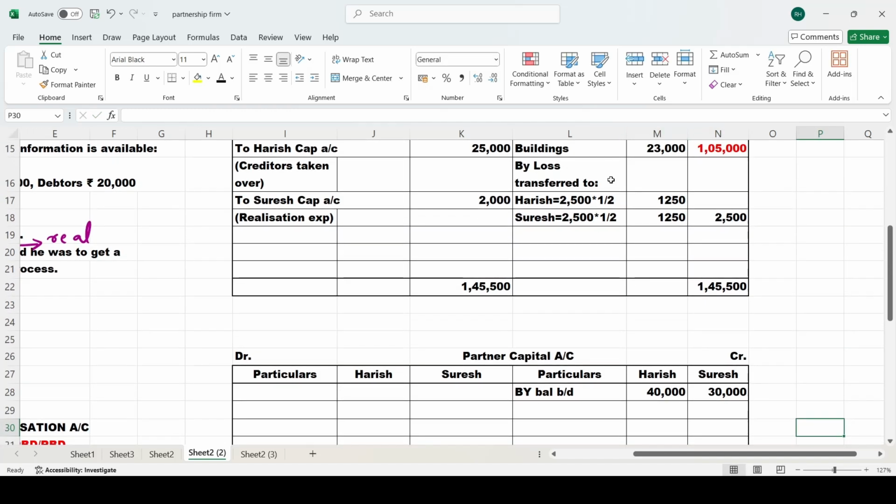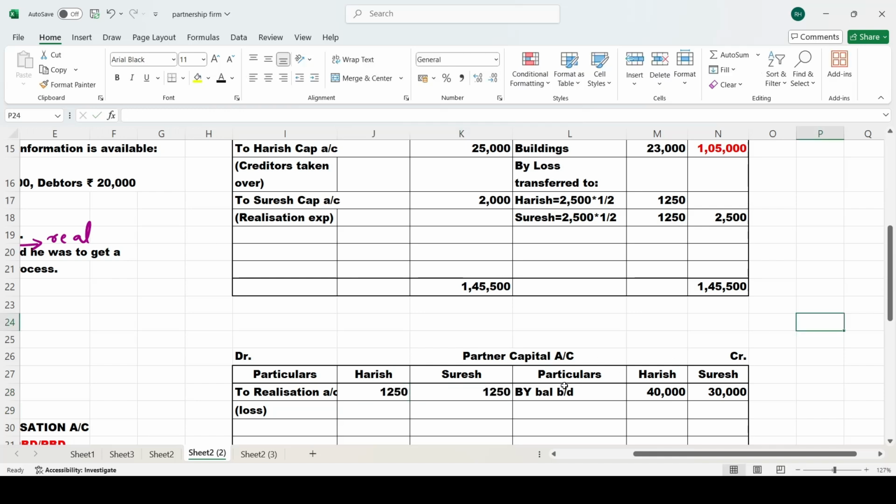Now after this, whether the profit or loss which is earned or incurred in the realization account, that should be taken. Here we have a loss. Loss is written in the credit side, so that will come to the debit side. To realization account, in the bracket we'll just mention it as loss. So how much loss? Harish has to pay 1,250. Suresh has to pay 1,250.